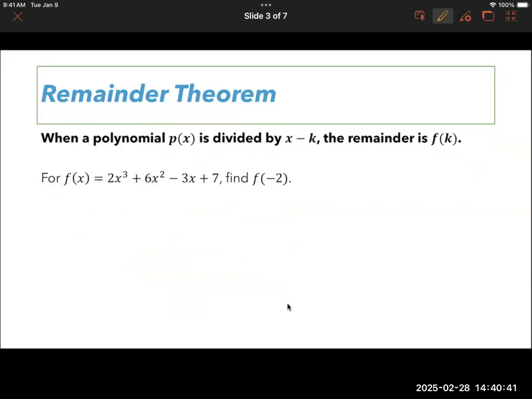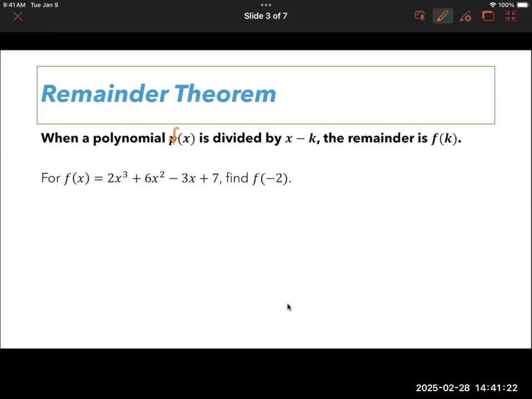Now, another piece of information that we need to use and that can be helpful to us is something called the remainder theorem. And the remainder theorem says when a polynomial p of x or f of x or whatever you want to call it is divided by x minus k, so you see that same x minus k form there, the remainder is f of k. So this probably really should be f. So let's make this an f just to not be confusing, okay?